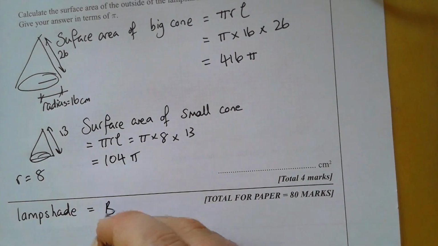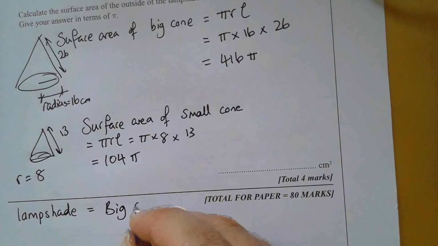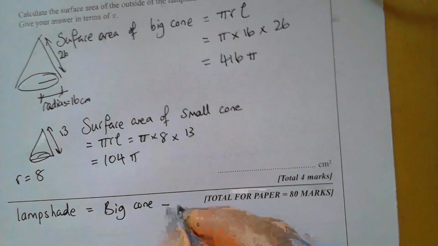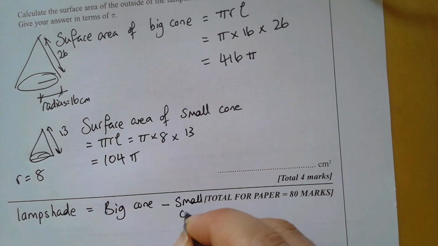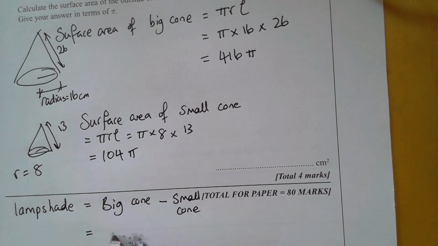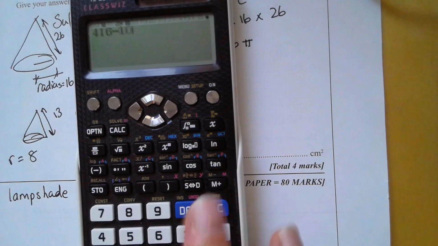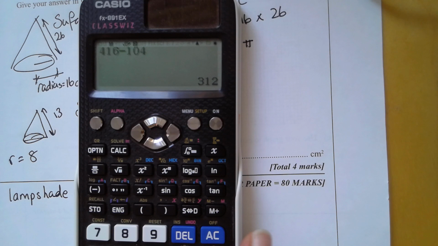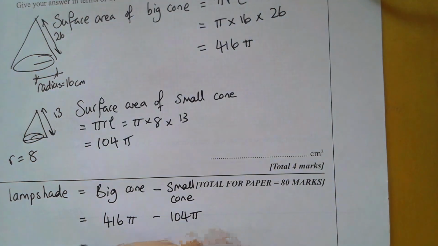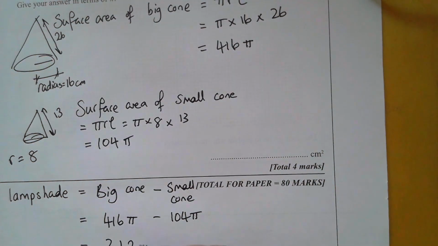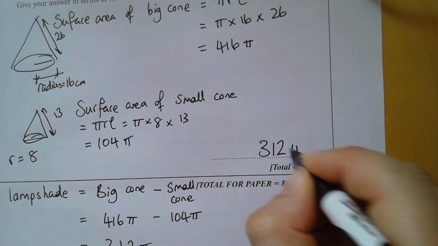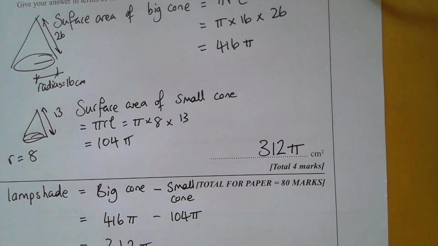So the lampshade itself, I'm going to write it down here, is the big cone surface area, subtract the small cone, which is, big cone is 416 pi, the small cone is 104 pi, and that is, I mean, you could put the pi in, but actually it's 416 subtract 104, 312 pi. That's what it's looking for, and that's your 80 points.